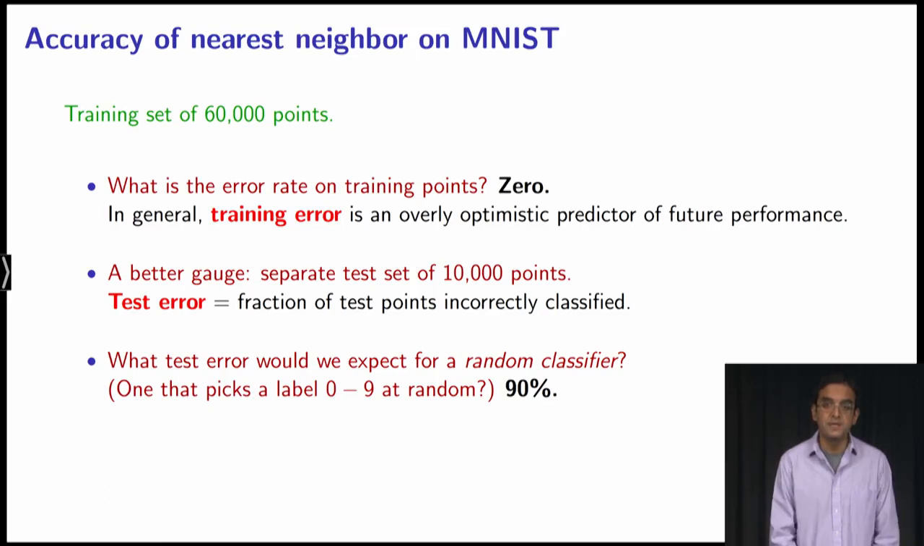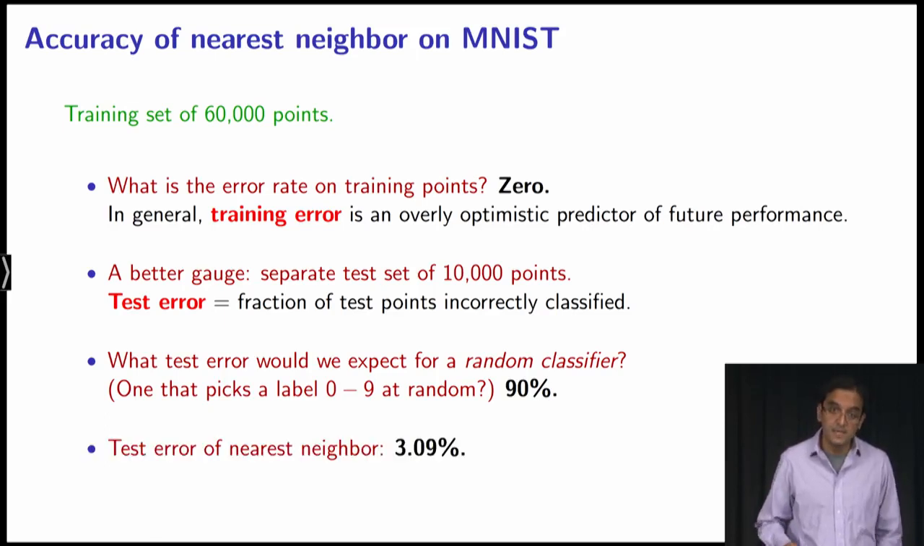Okay? What about nearest neighbor? What is the error rate of nearest neighbor on the test set? It turns out to be 3.09%. Not bad at all. Okay, there were 10,000 test points. Nearest neighbor got 309 of them wrong. Not bad for a classifier that's so simple.